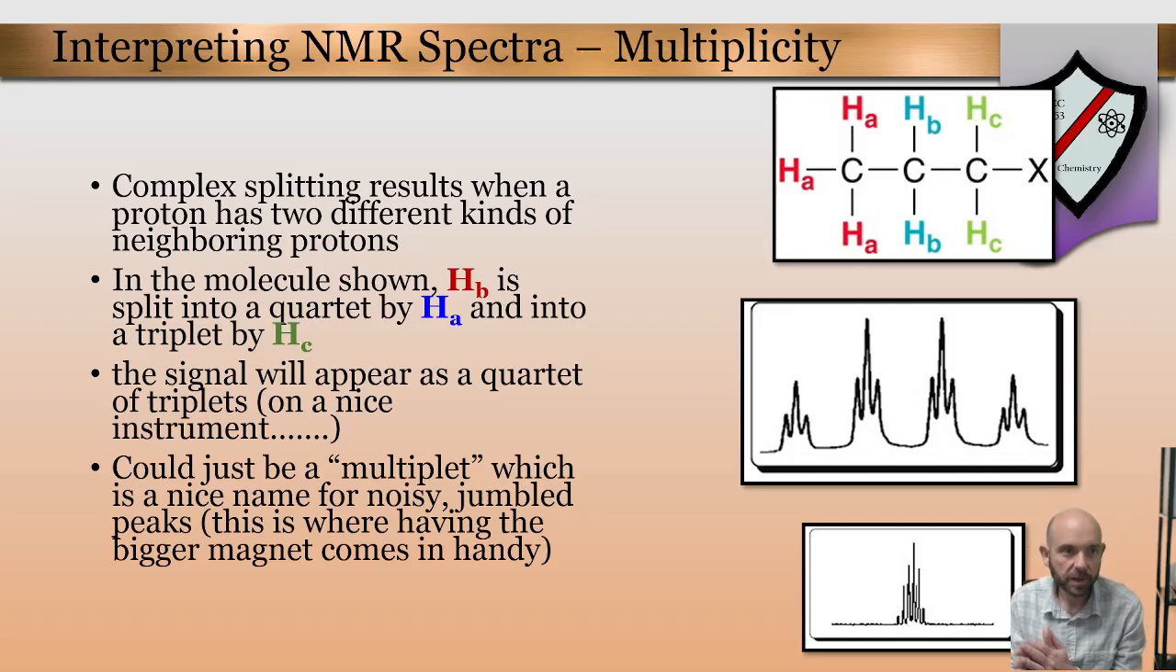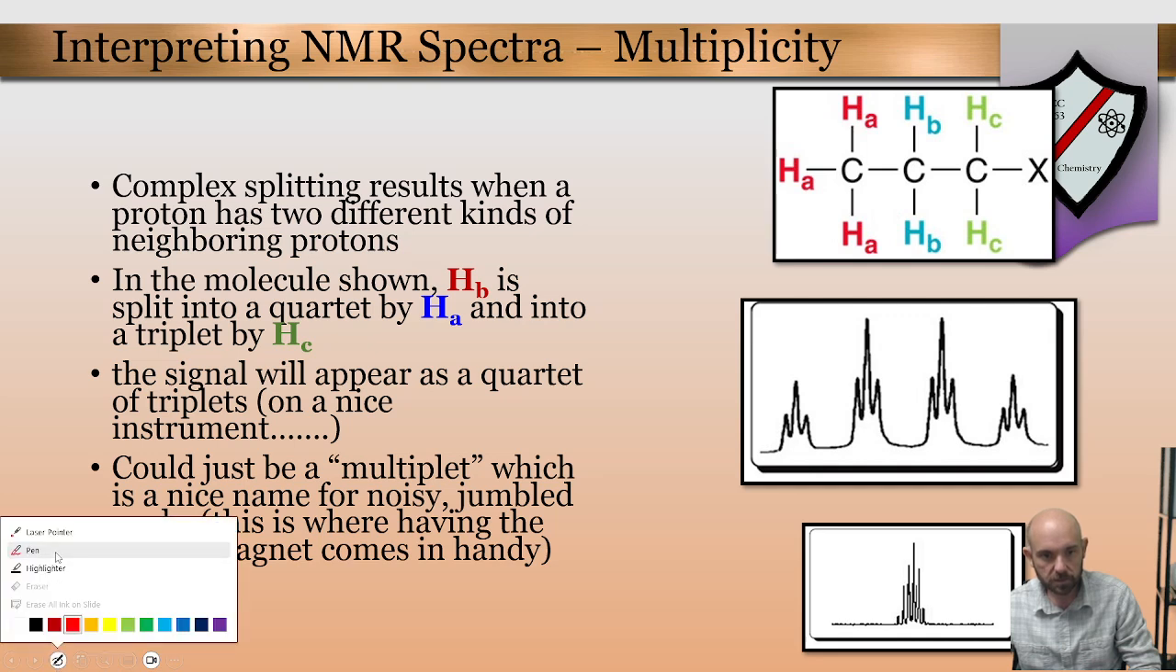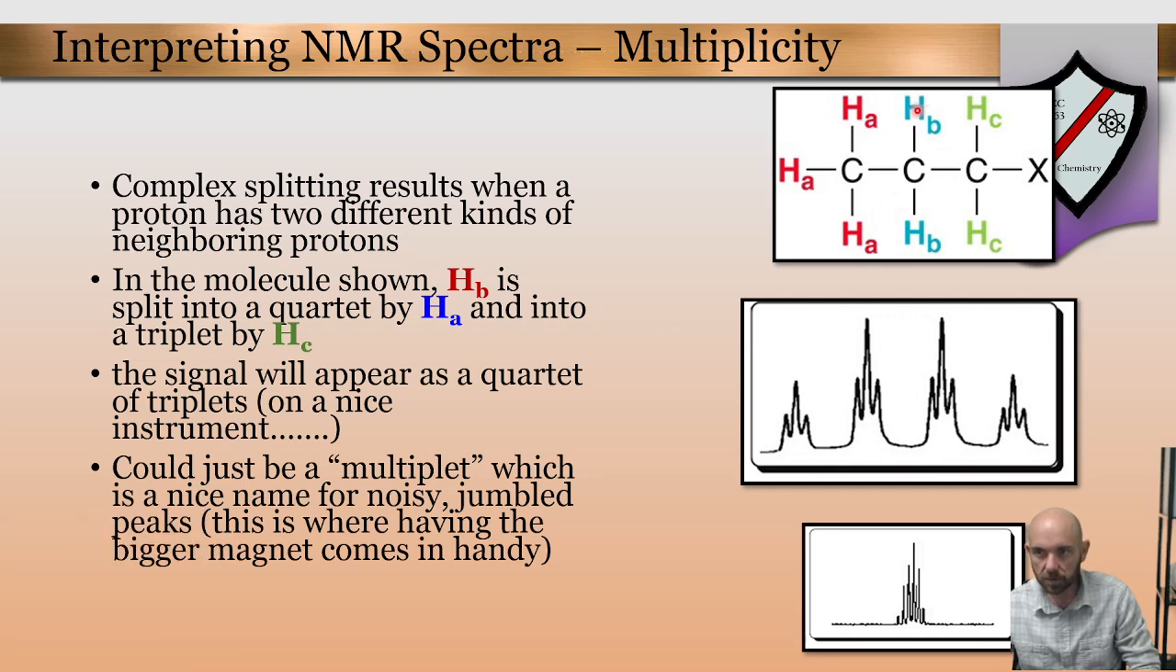So here we see what happens when we have so-called complex splitting. What happens if a proton has two different kinds of neighbors? We see that exact scenario here. We're looking at the signal for the HB protons, and the HB protons have two sets of neighbors. They have the HA protons that are all chemically equivalent to one another, and they have the HC protons that are also all chemically equivalent to one another.